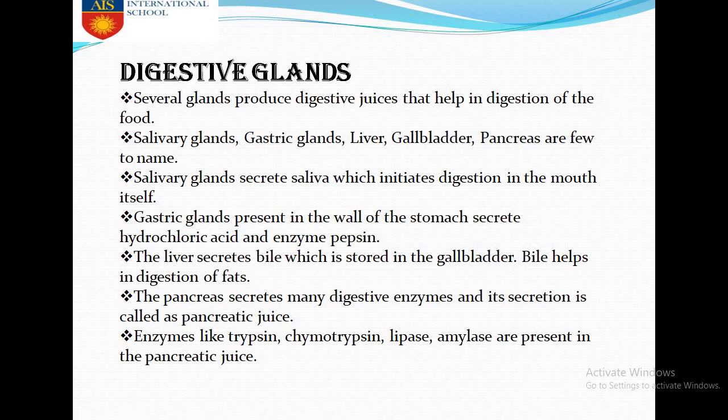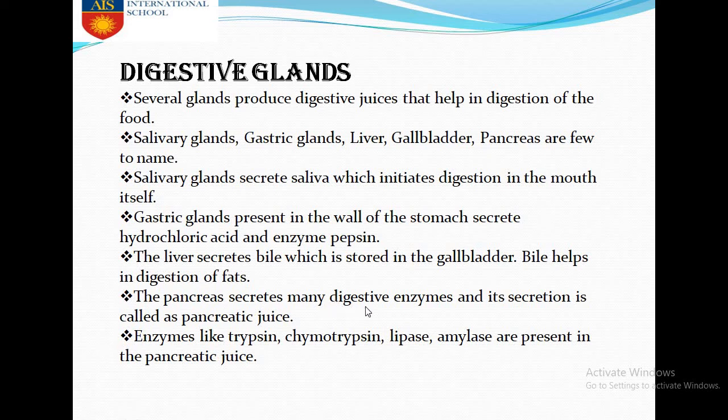Liver secretes bile, and the food which we are getting from the stomach is acidic because of the presence of HCl. Now, this bile contains sodium bicarbonate, which neutralizes the acidity of the food which has come from the stomach. Bile helps in neutralizing the food, and it also helps in digestion of fats. So, there are the two functions of the liver.